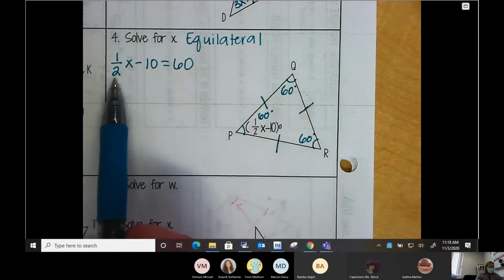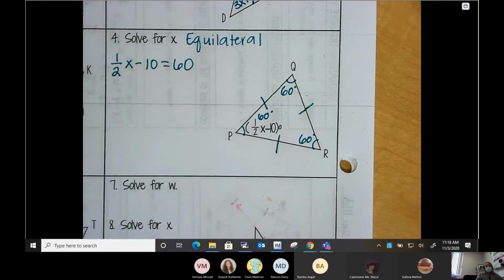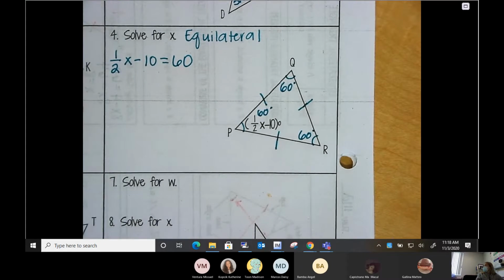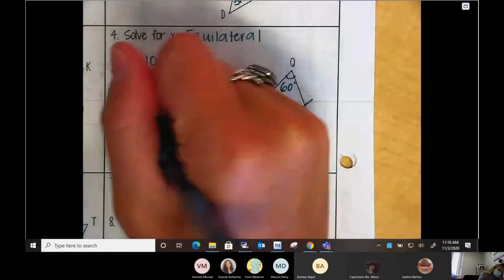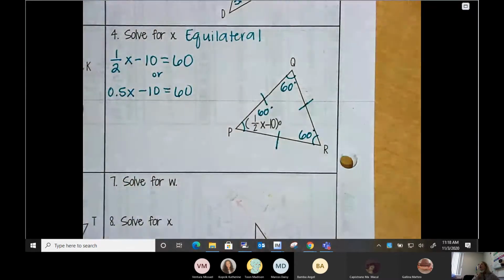Okay, but either one's going to give you the same answer. Now, last thing, and then I'll go on to the next one. If you don't like the fraction, if you're not a fraction person, you prefer a decimal, how else could I rewrite 1/2? Yeah, so if you want to put it as 0.5x minus 10, that's fine too. However you want to solve it, because I know some people are not fans of fractions. So if you want to do it as a decimal, you'll still get the same answer.